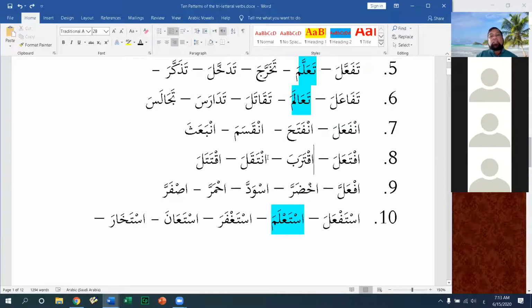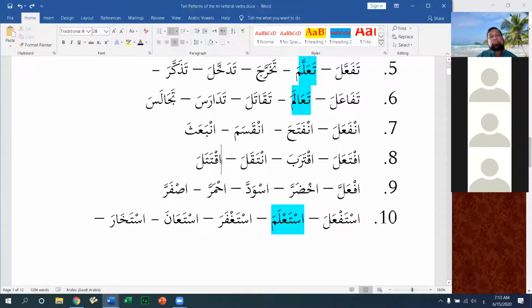انتقل means to be transported. انتقل. اسم الفاعل منتقل. اسم المفعول منتقل. And المصدر انتقال.